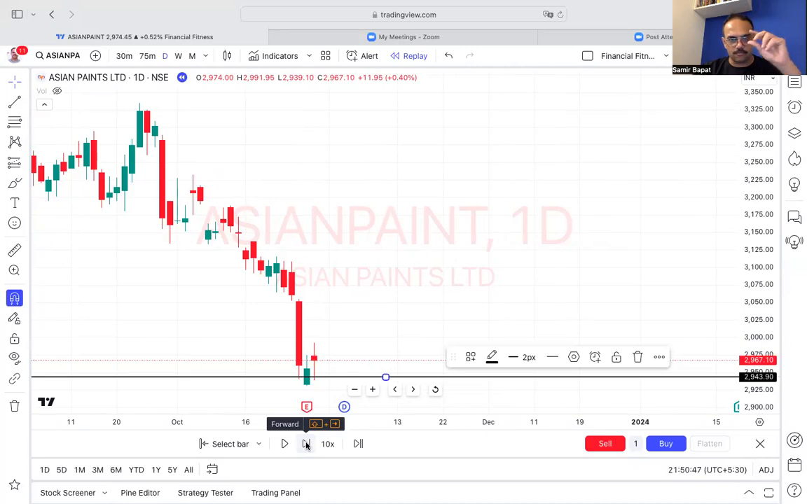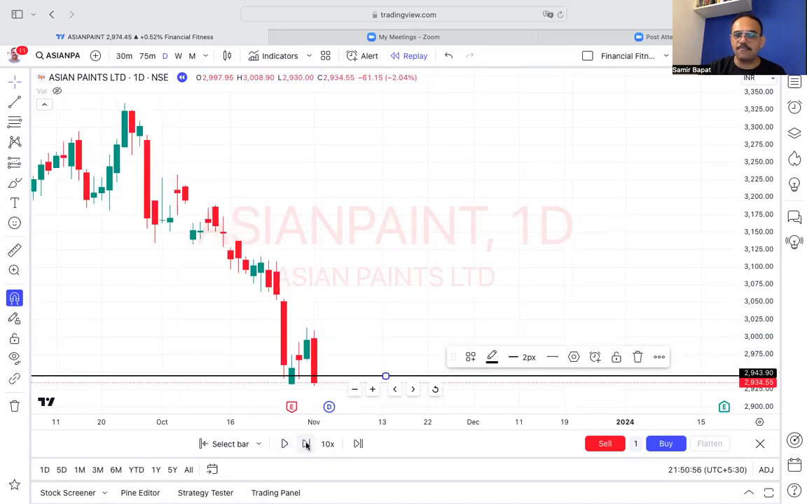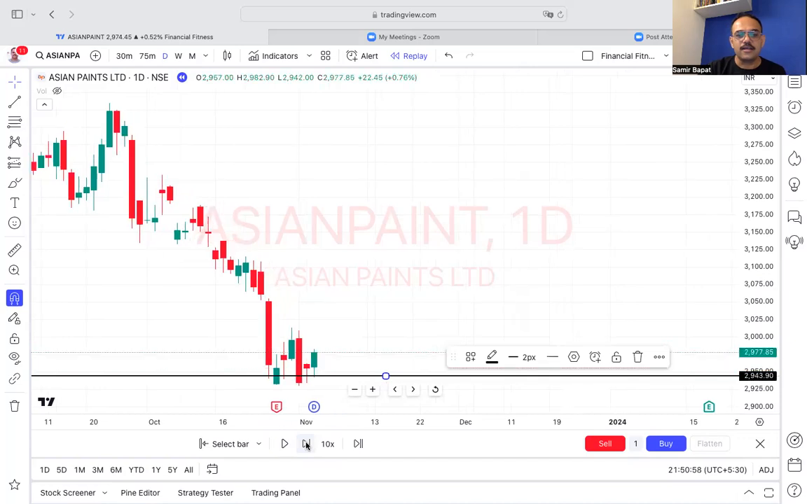I want a hammer or a bullish candle. Okay, so this is somewhat a bullish candle. Maybe if I get one more bullish candle, see here now I get a hammer formation.